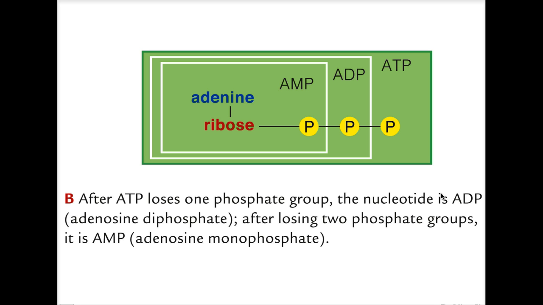ATP is our energy currency because it is capable of delivering energy to other molecules. And as it does that, it loses phosphate groups. So if we go from triphosphate, 3 phosphates, to losing 1 and only having 2, we're ADP, or adenosine diphosphate, to losing another one, we're AMP, adenosine monophosphate.